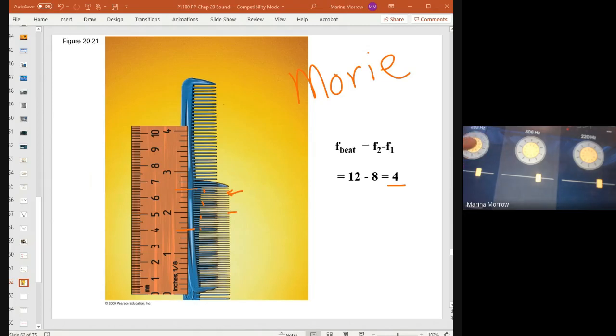When they get close to each other, that's 307 and 306, so that's 1 hertz. Now they're both at 306, so that's all you hear is 306 because there's no beat frequency. They're at the same frequency. Now I can also add a third player.